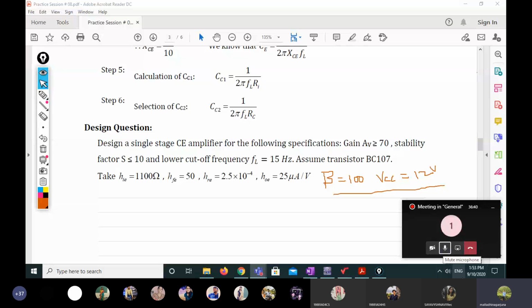Note this: design single stage CE amplifier for the following specifications. Gain AV greater than or equal to 70. Stability factor S less than or equal to 10. The lower cutoff frequency FL equal to 15 Hz. Assume transistor BC107. Take hie 1100 ohms, hfe 50, hre 2.5 into 10 power minus 4, hoe 25 microamps per volt. And assume beta equal to 100, VCC equal to 12 volts.